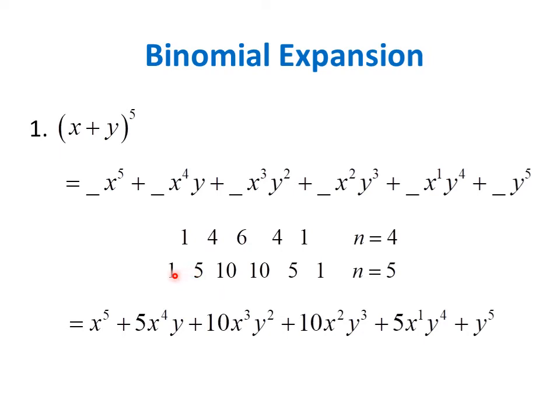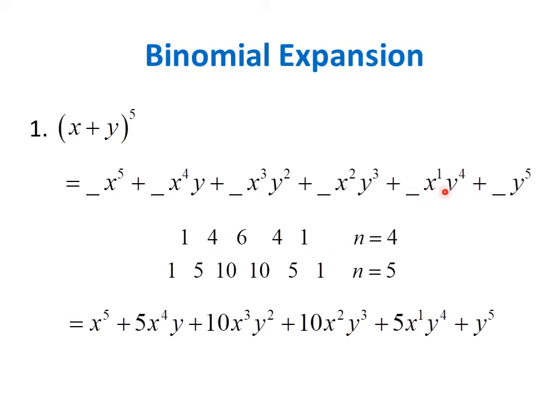Okay, so these numbers are the coefficients. So we have to insert each of these numbers into each of the terms of the expansion. So we have here 1 times x to the 5, that's x to the 5. 5 times x to the 4 y, that's 5x to the 4 y. 10 times x cubed y squared, that's 10x cubed y squared. 10 times x squared y cubed, 10x squared y cubed.